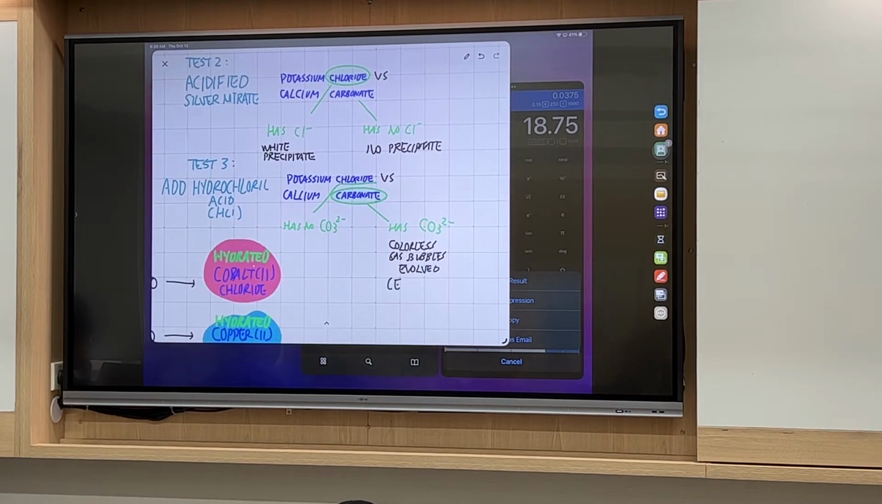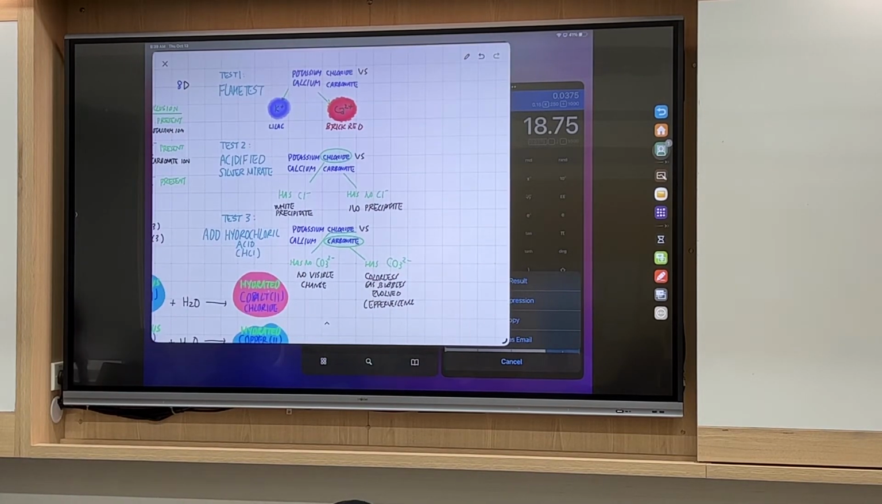Or there's this word, effervescence. And when there's no carbonate, there will be no visible change. It will just remain dissolved. No bubbles come up, so no visible change. So that's the three tests that you can use to distinguish between two samples of compounds: potassium chloride and calcium carbonate. On the surface, they both appear to be white powder.